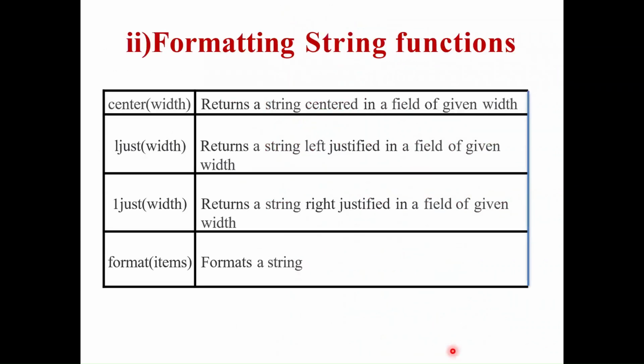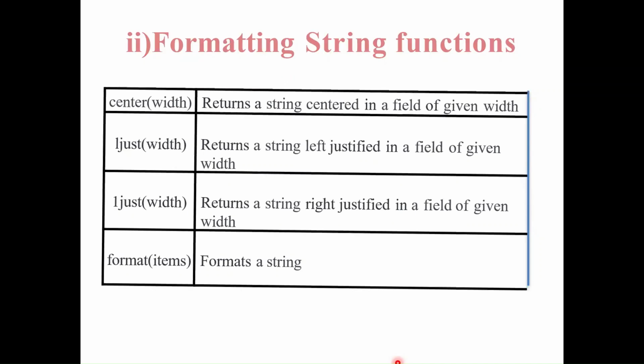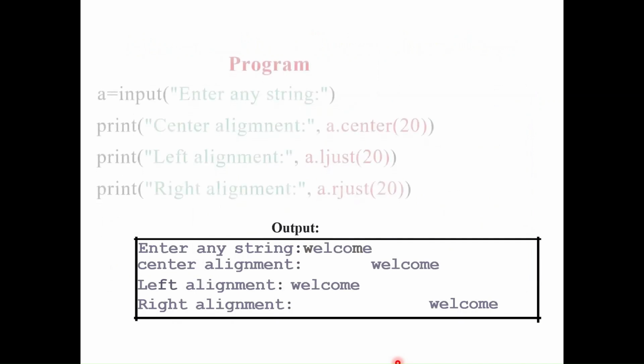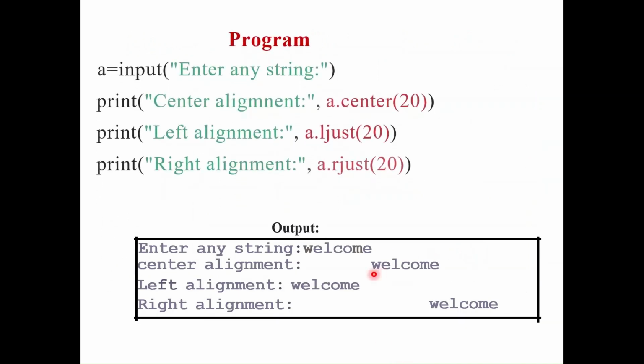Then next we are going to see formatting strings. This formatting is for justification. While displaying text, we use several justifications, that is center justification, left justification, and right justification. These are done by these three functions. The first one, center, will center the given string. So this welcome message is our given string, and it will be centered in a 20 character width. So in the 20 character width position, this welcome message will be displayed in the center.